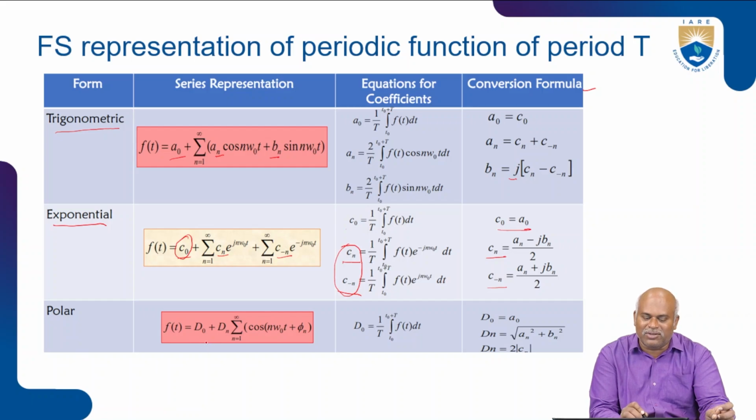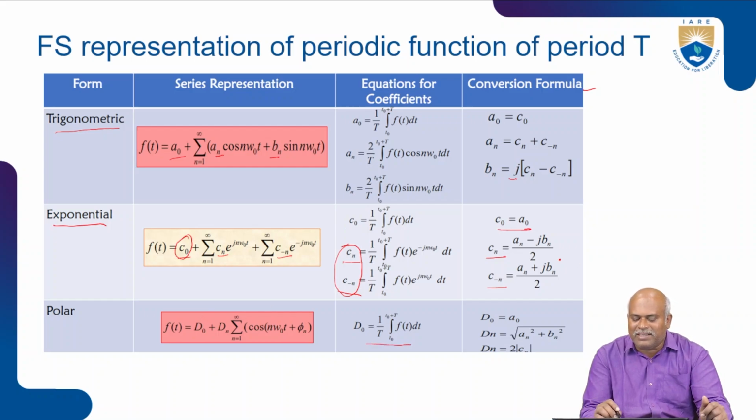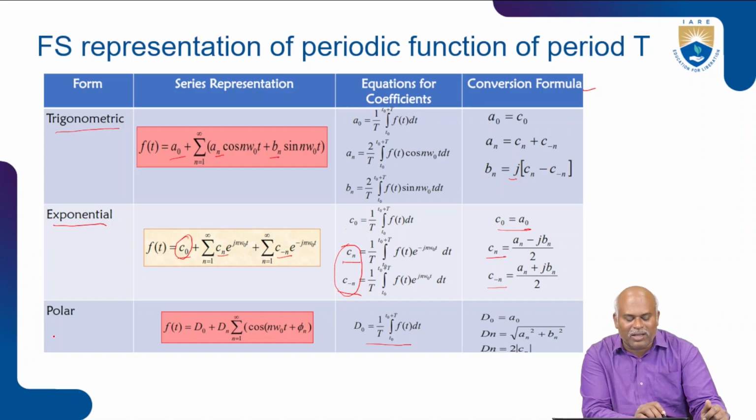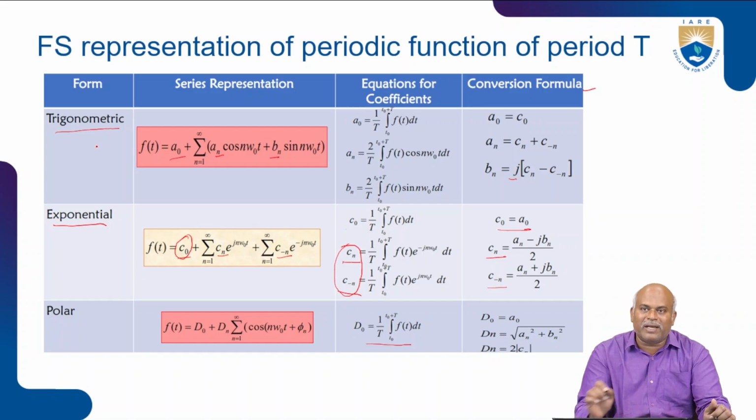The f of t is equal to d0 plus summation of d of n cos(n omega 0 t plus phi of n), n equal to 1 to infinity. Now this d of 0 is represented as 1 by T integration from t0 to t0 plus T of f of t dt. This d of 0 we may write like this. Then, based on this condition, we should convert the Fourier series of polar form into the trigonometric Fourier series.